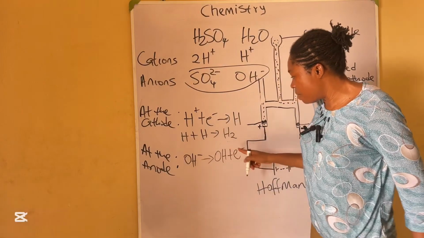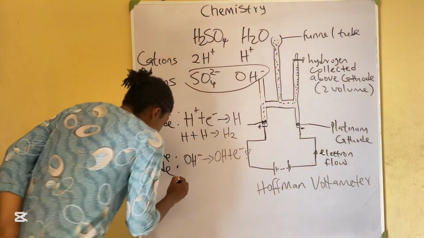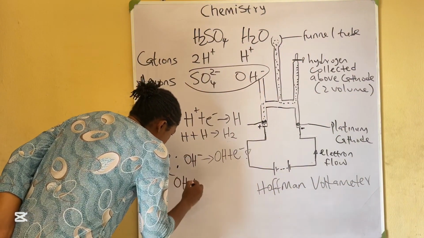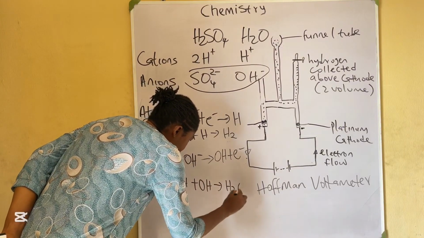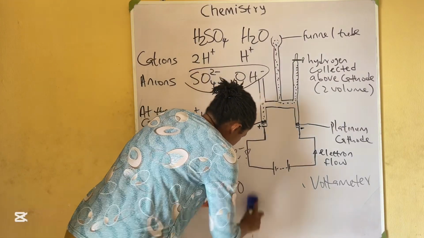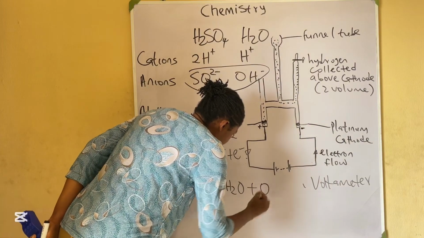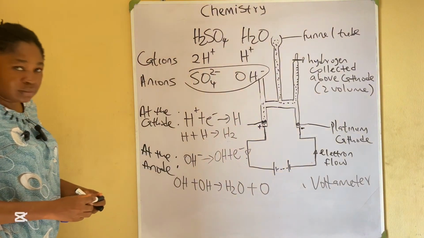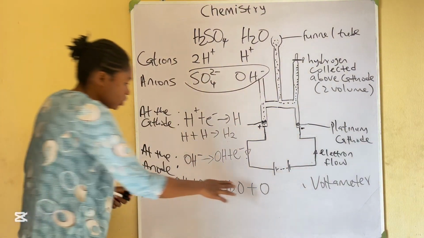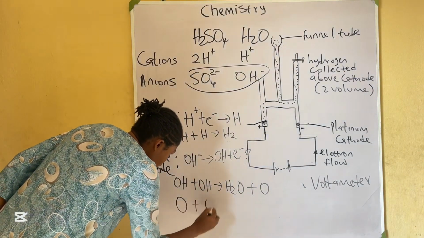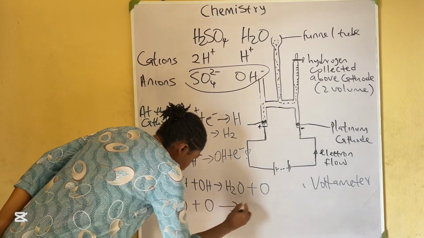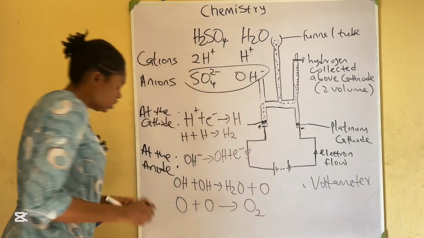So minus 1, minus 1. This OH will combine with another OH to form 1 mole of water and atomic oxygen. This one is not stable, so it's going to pair up to form an oxygen atom.